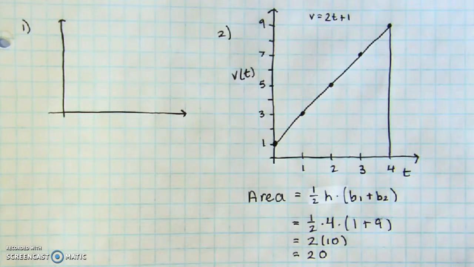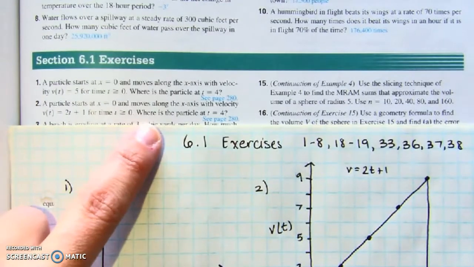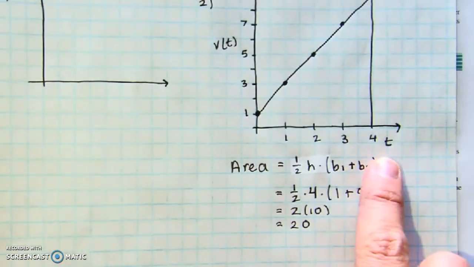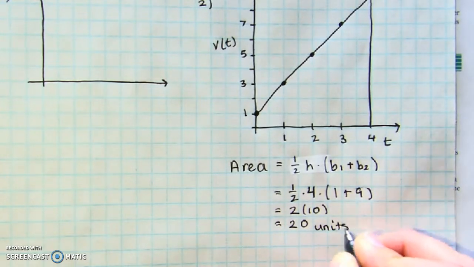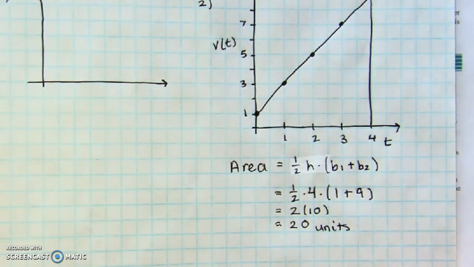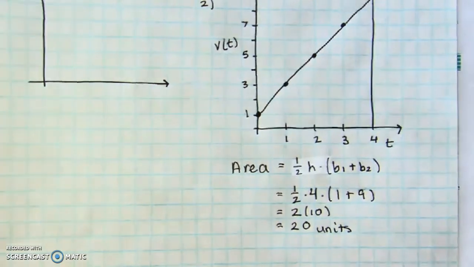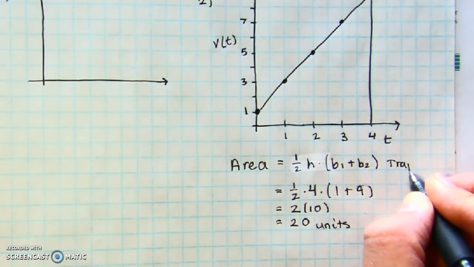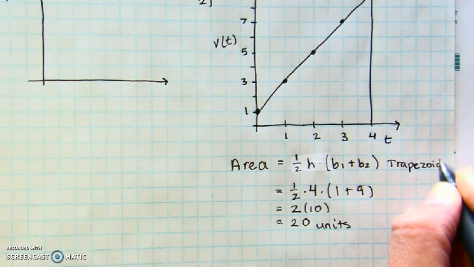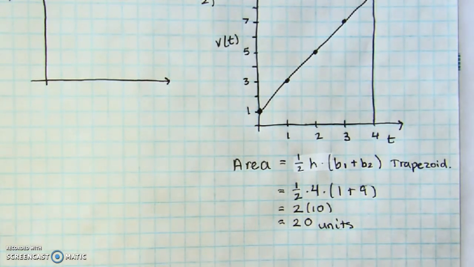Do we have units? Sorry. Where is a particle at t equals 4? So at t equals 4, the particle is at 20 units. So if this is our rate, we find area under the rate between a certain time interval. And this is the area of a trapezoid formula. Trapezoid.